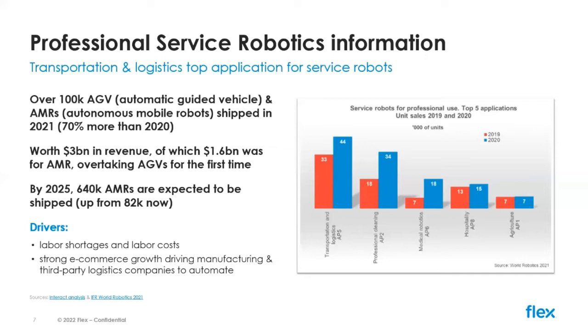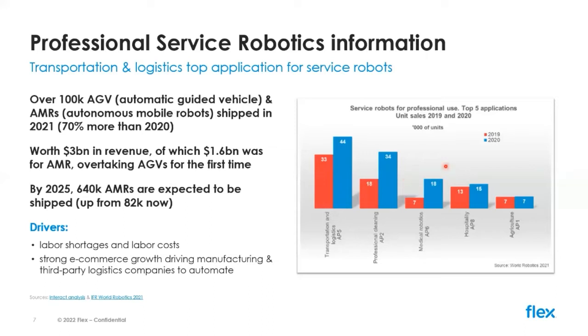COVID has been a particular problem in that regard, of course, but it was happening before then anyway. And as we've all been working from home for the last couple of years, we've all been ordering things online and expecting things to be delivered the next day to us, even the same day in some instances. And so that e-commerce growth is massively driving the manufacturing and third-party logistics companies to try and automate their processes. So you see massive, massive growth for us here.